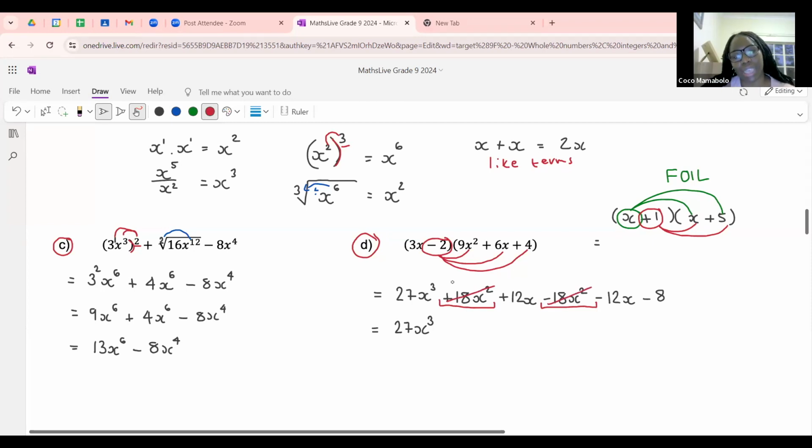Do we see anything else that cancels? What else do we see that cancels? Yes, absolutely, 12x and negative 12x. Those two cancel. So 12x minus 12x will give us 0. So the only thing we really have left is 27x cubed and negative 8. So 27x cubed minus 8. How nice is that? Very nice question, yes?